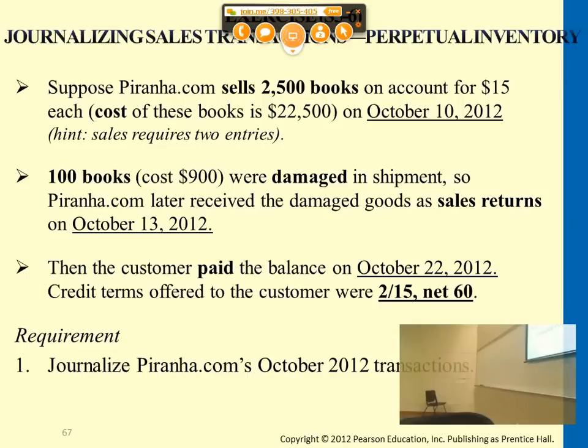Second bullet point, it tells you that the customer returns 100 books to you and tells you the cost of the books. These 100 books were damaged, but they returned them to you, meaning that from the seller's viewpoint, you're actually collecting the inventory here. Then the customer pays the balance later when it reaches October 22nd. There's a credit term that you offered to this customer earlier, so you have to determine whether this transaction is within the discount period. Try to journalize these transactions on sales returns, and also finally the amount you're collecting from your customer. There should be 5 entries here. First one relates to 2, second 2, third one 1.